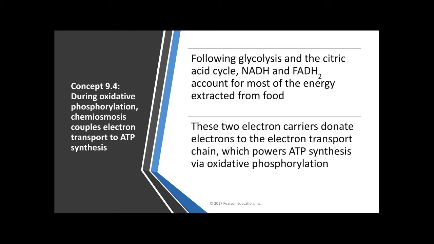So we finished off 9.3 talking about the Krebs cycle, which has now released a couple of important products such as ATP, 3 NADH, and FADH2. And so now we are going to enter into talking about oxidative phosphorylation. Things that happen during oxidative phosphorylation are chemiosmosis and the electron transport chain, all of which will help to make ATP.